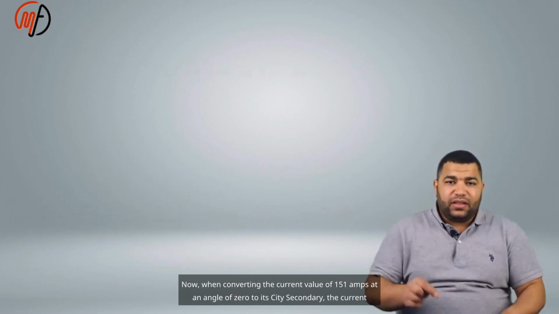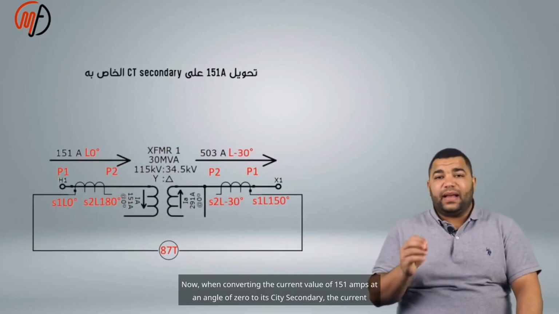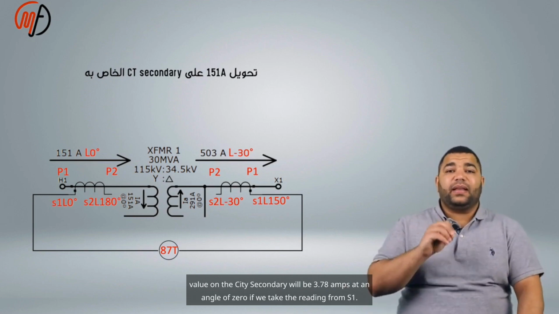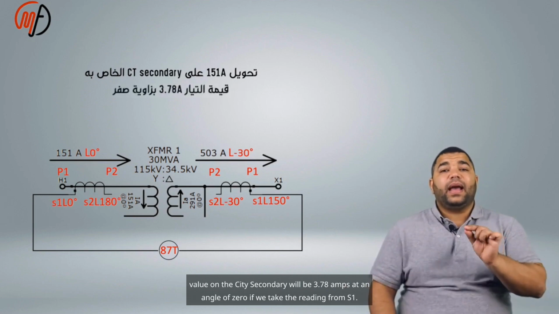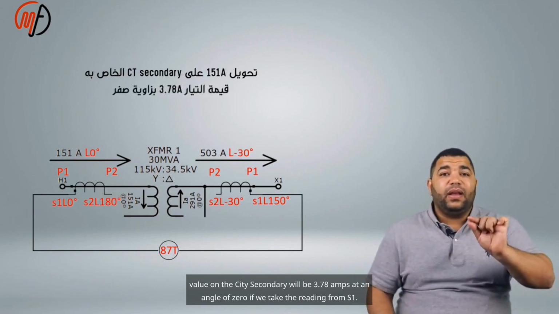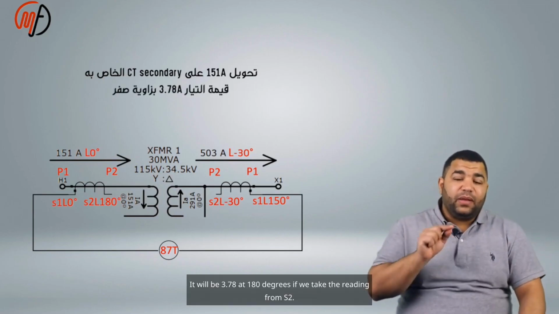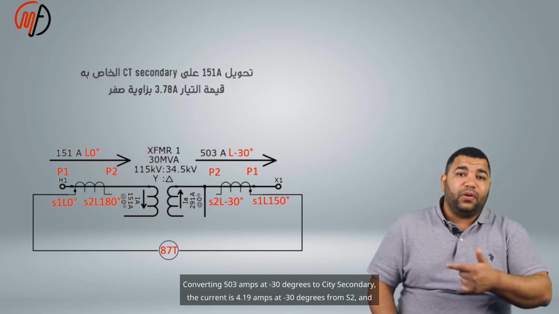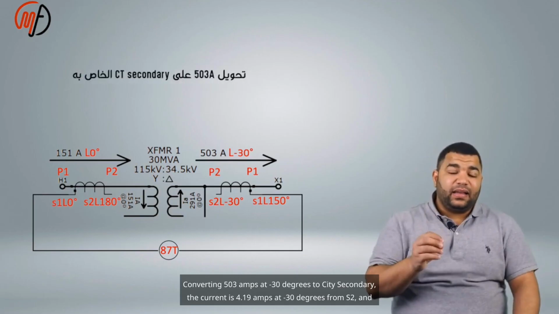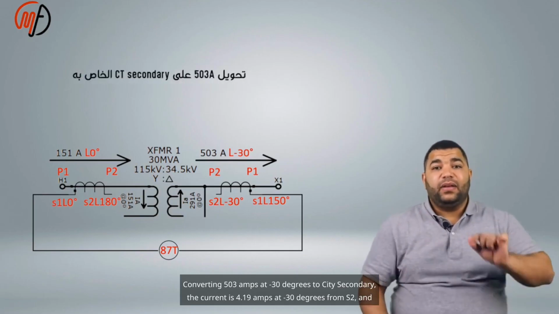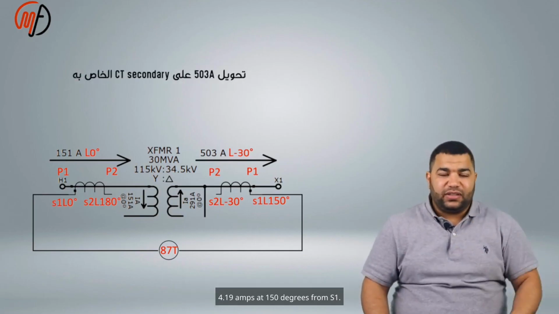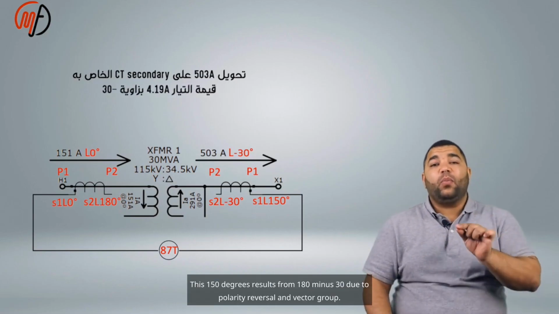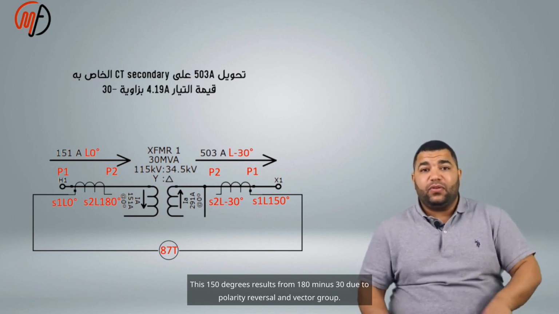Now, when converting the current value of 151 amps at an angle of 0 to its CT secondary, the current value on the CT secondary will be 3.78 amps at an angle of 0. If we take the reading from S1, it will be 3.78 at 180 degrees if we take the reading from S2. Converting 503 amps at minus 30 degrees to CT secondary, the current is 4.19 amps at minus 30 degrees from S2 and 4.19 amps at 150 degrees from S1. This 150 degrees results from 180 minus 30 due to polarity reversal and vector group.